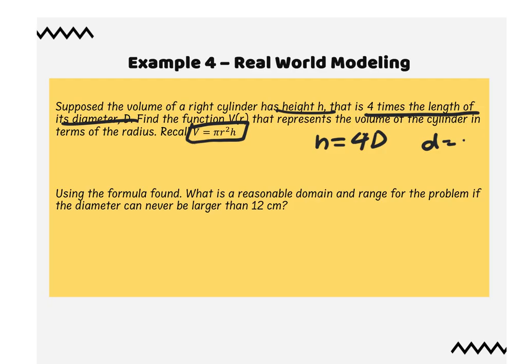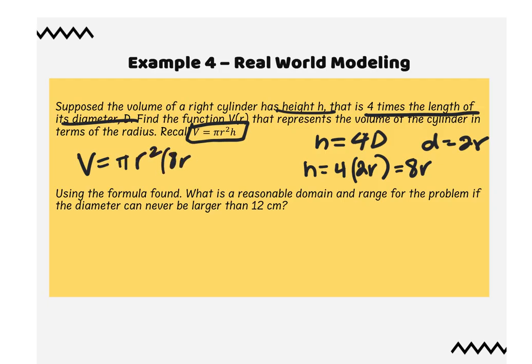So diameter equals 2 times my radius, which means h would equal 4 times 2 times r, which means my height is actually 8r. So then when I want to plug the values in, it would be V equals pi times my r squared times 8r, because that's what your height is. And so the model I would use is V of r, because it gives you that.